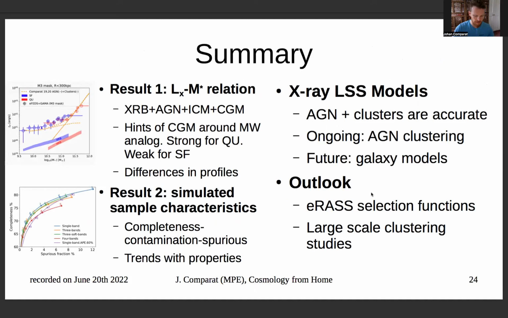So in summary, we have endeavored this new LX-stellar mass relation that really validates our AGN and cluster large-scale structure model. And we have hints of detection of the CGM around Milky Way analogs and interesting differences in profiles that are likely teaching us something about how to simulate AGN feedback. The second result is we have characterized the samples and how to select the best sample for your science that is well suited, and investigated trends with properties.